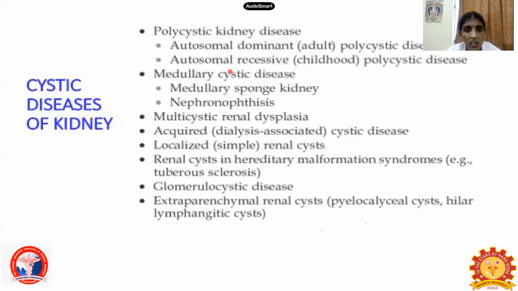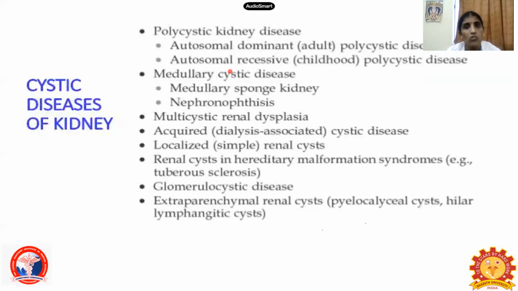Then the second in the list is the medullary cystic disease, which is also classified into medullary sponge kidney and nephronophthisis. Moving on to the third type, which is called multicystic renal dysplasia. So here the word itself describes it. There are going to be multiple cysts, that's how it is called multicystic. And there is associated dysplasia. So it is called multicystic renal dysplasia.